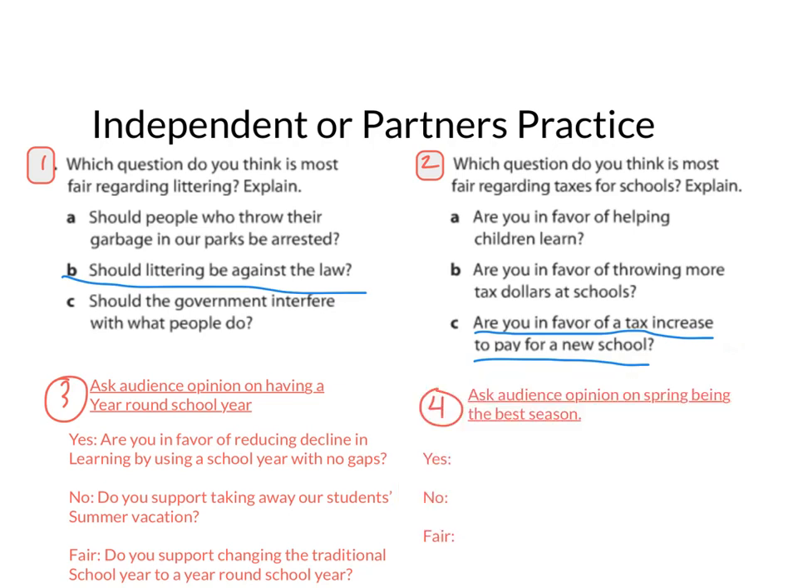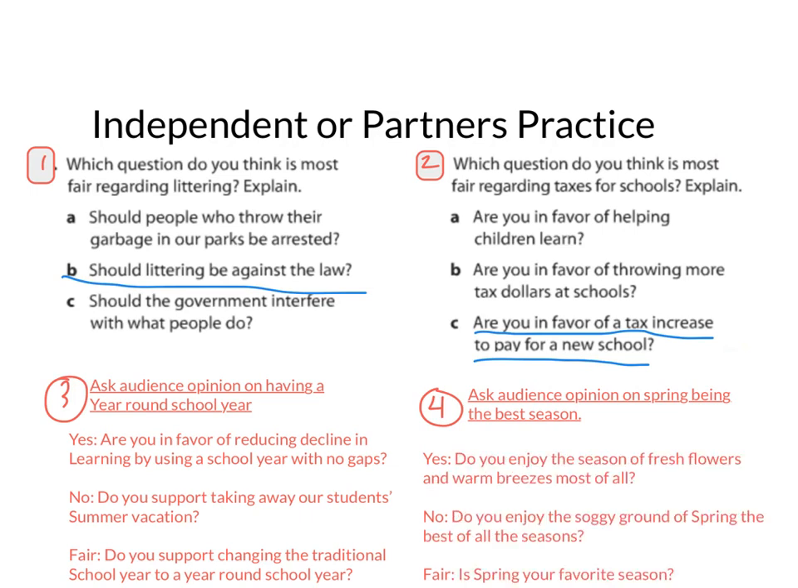Next one, please ask the audience with leading questions for yes and no, and then ask a fair question for their opinion on spring being the best season. I'm going to show you my sentences in 3, 2, 1. All right, and those are 3 examples that I came up with. These don't need to be exactly the same. These are just examples. Hopefully they help you. Moving on in 3, 2, 1.